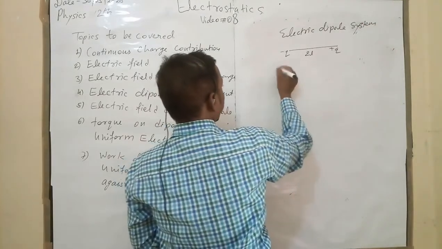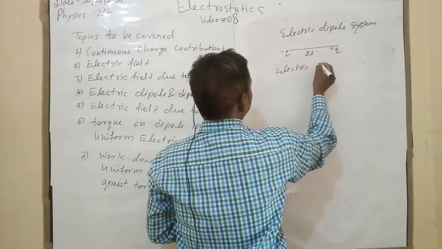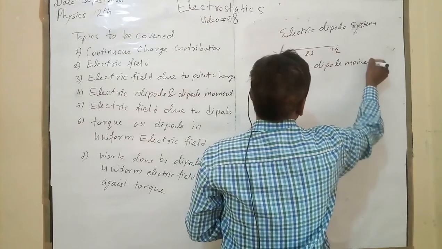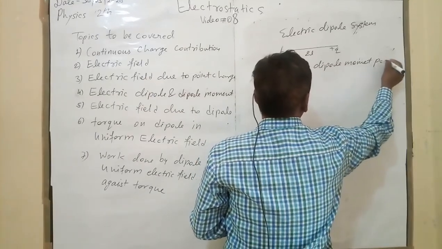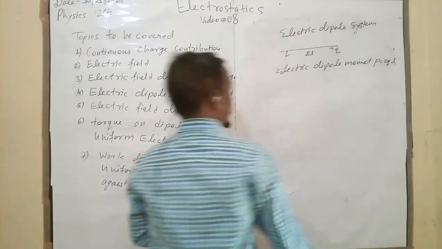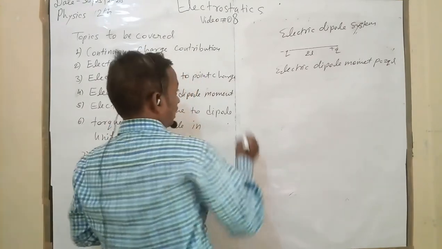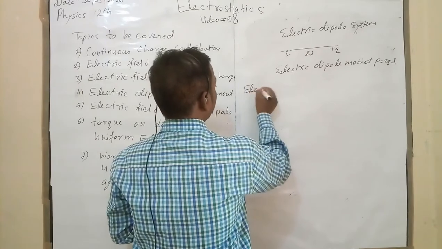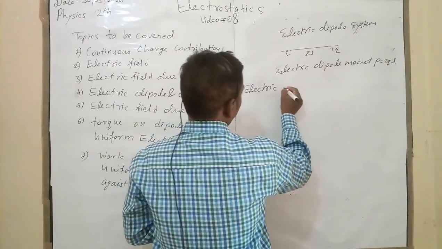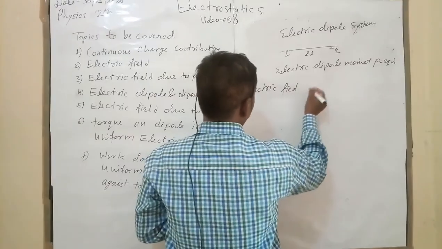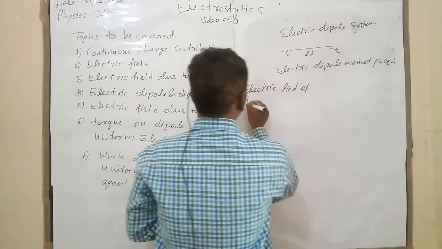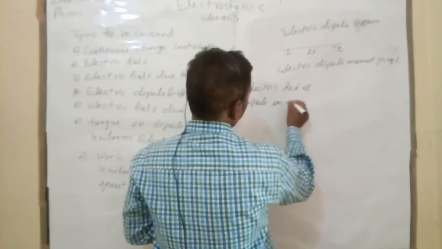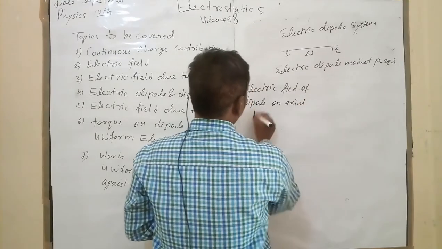What is the electric dipole moment? The electric dipole moment is P equal to 2qL. So, the electric field of a dipole on the axial position.